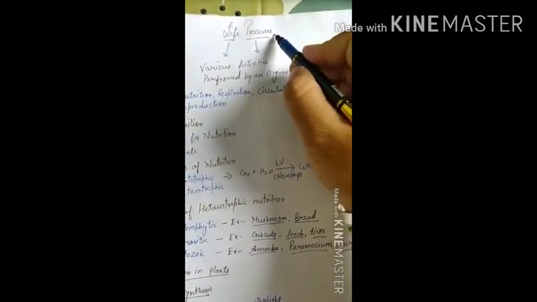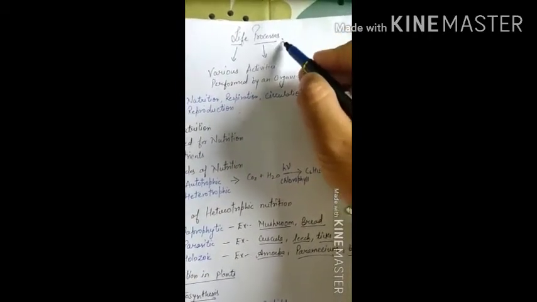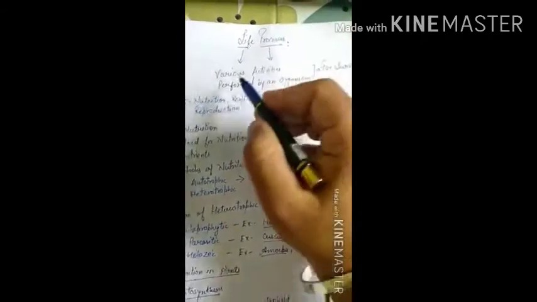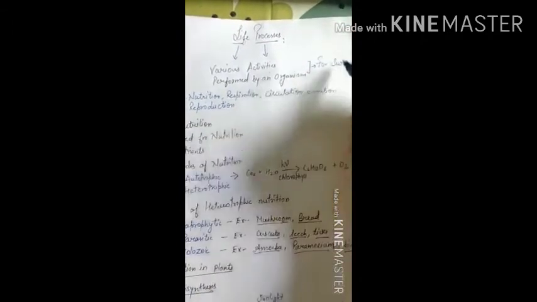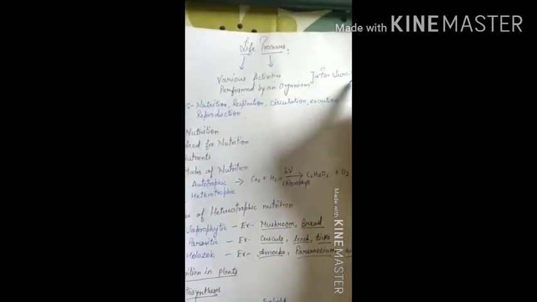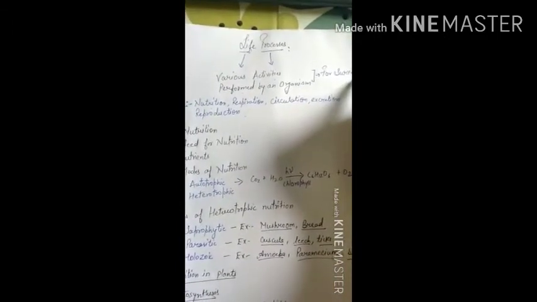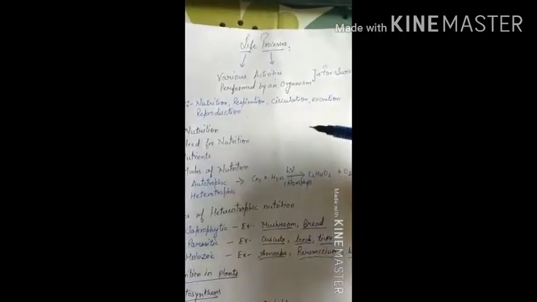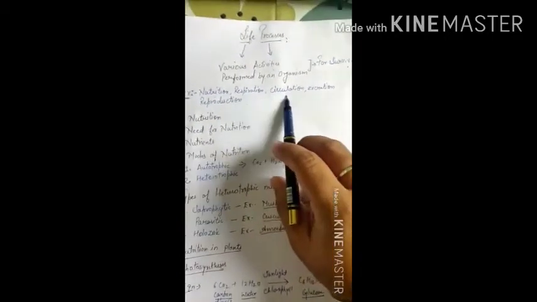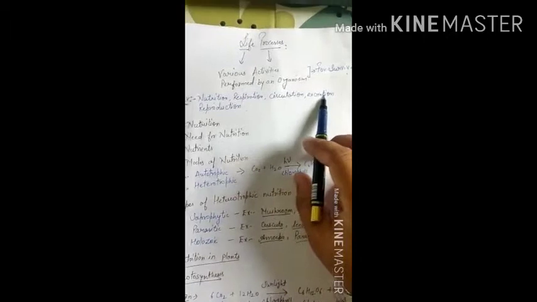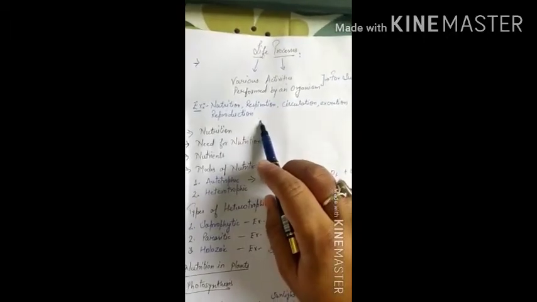Now comes the second word, the name of the chapter, life processes. So what is a life process? The various activities performed by an organism for its survival are termed life processes. The basic life processes are nutrition, respiration, circulation, excretion, reproduction, etc.